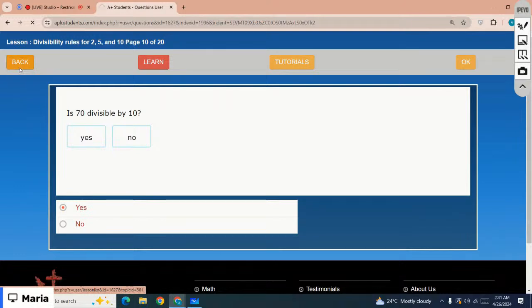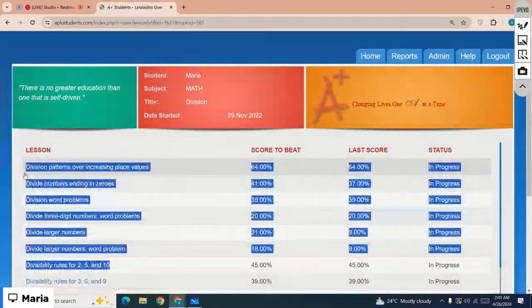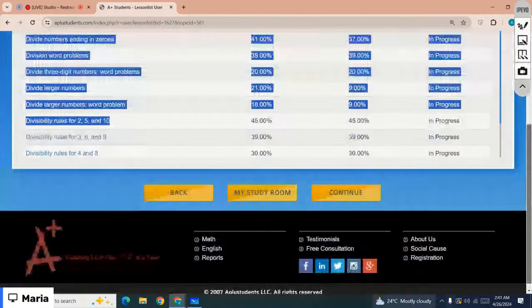So we were working on grade 3 math. The chapter we are working on is division. The lessons we have covered today are division trends over increasing place values, divide numbers ending in zeros, word problems you have to do on your own, divide three-digit numbers, word problems you have to do on your own, and divide larger numbers. Then we did divisibility rules for 2, 5, and 10. Please make sure before the next session you complete all the practices for the lessons we just did. That is your homework until the next session.